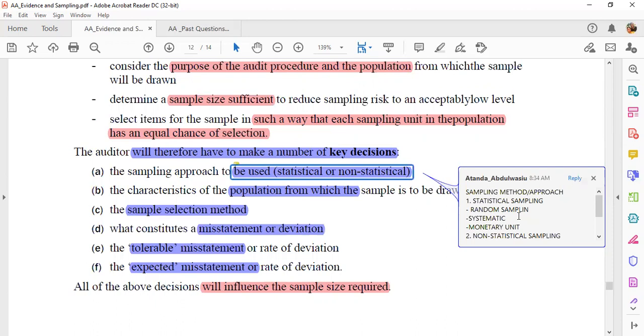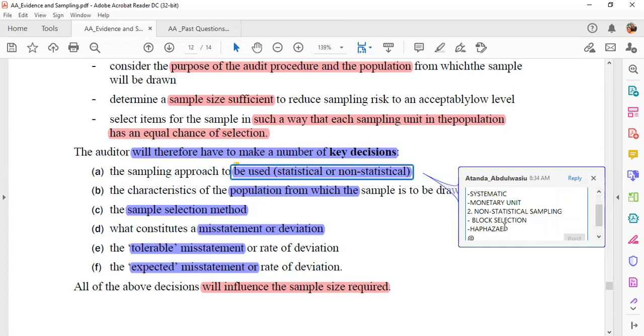Under statistical sampling, we use element of probability. These are the three types of sampling under statistical. We can use random, using element of probability, we can use systematic, and we can also use monetary units. Under non-statistical, we have block selection, and we also have the haphazard.